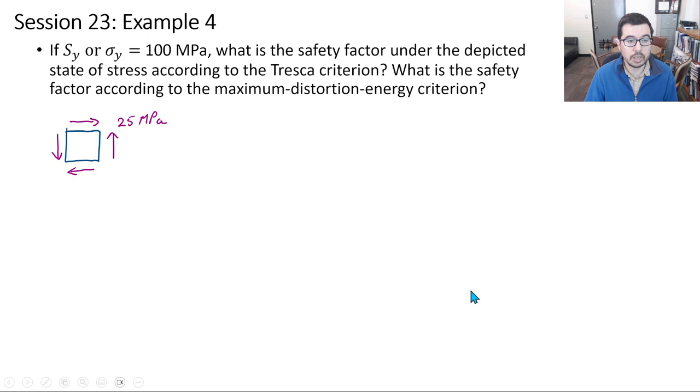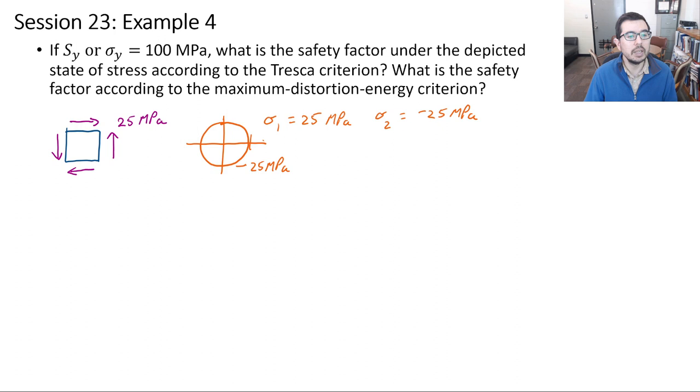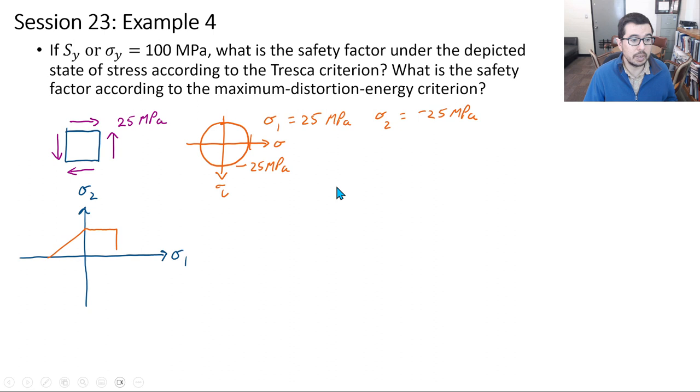So what are we going to do? We're going to say that we have our element under pure shear. Sigma 1 is equal to 25 megapascals. And so sigma 2 is equal to minus 25 megapascals. That's going from this tau of 25 megapascals, right? This is what we kind of just described a few minutes ago.